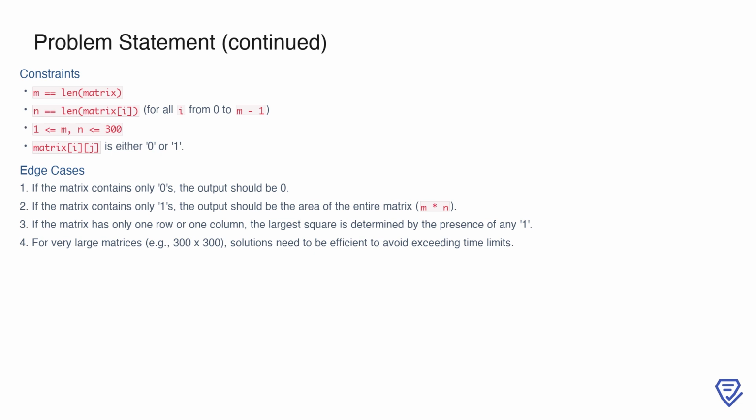Finally, let's discuss the constraints and edge cases. The number of rows and columns in the matrix, M and N, can range from 1 to 300. Each cell in the matrix will always contain either 0 or 1. Edge cases include situations where the matrix contains only zeros, in which case the output should be 0, or only ones, where the area would be the entire size of the matrix. If the matrix has only one row or one column, the solution depends on the presence of any one. For very large matrices, such as 300 by 300, the solution must be efficient to avoid exceeding computational time limits.